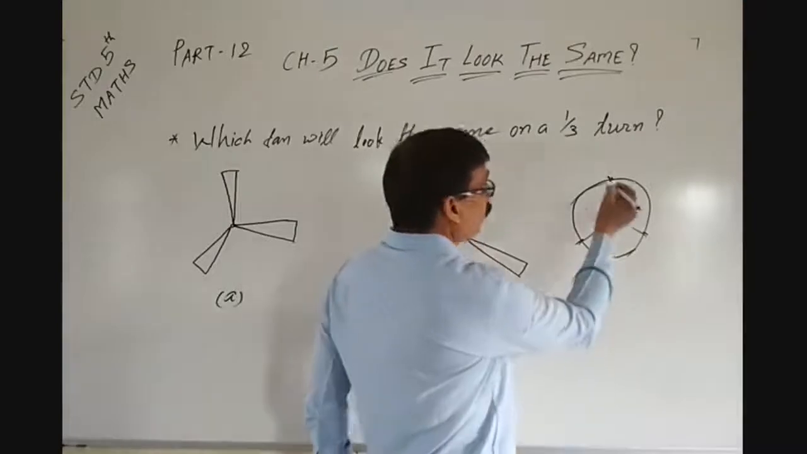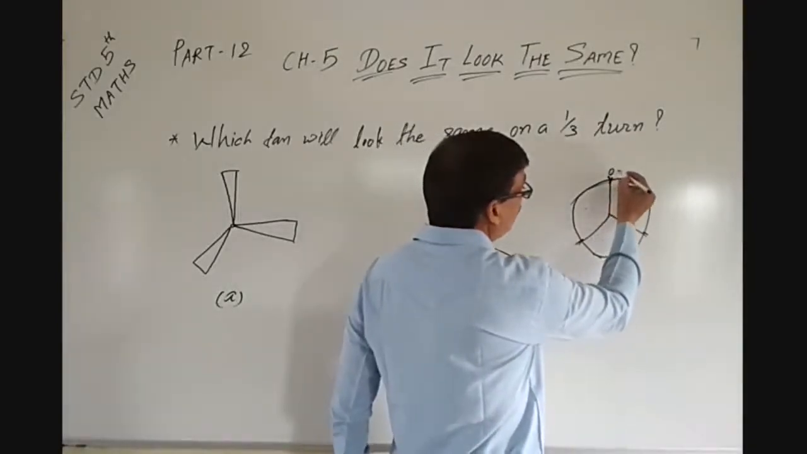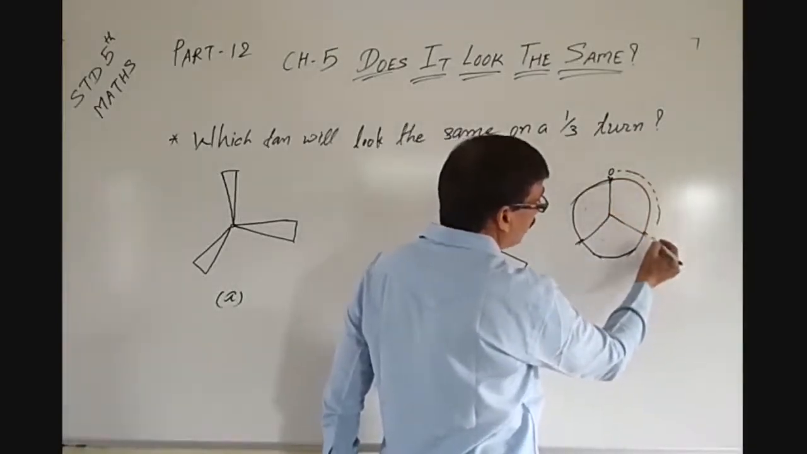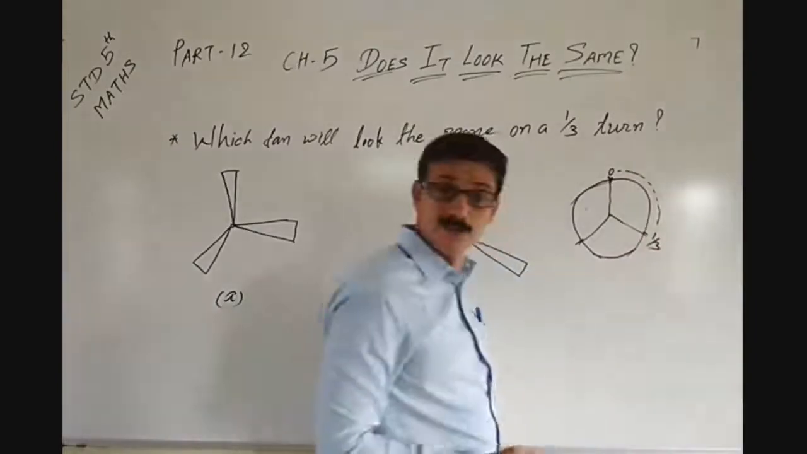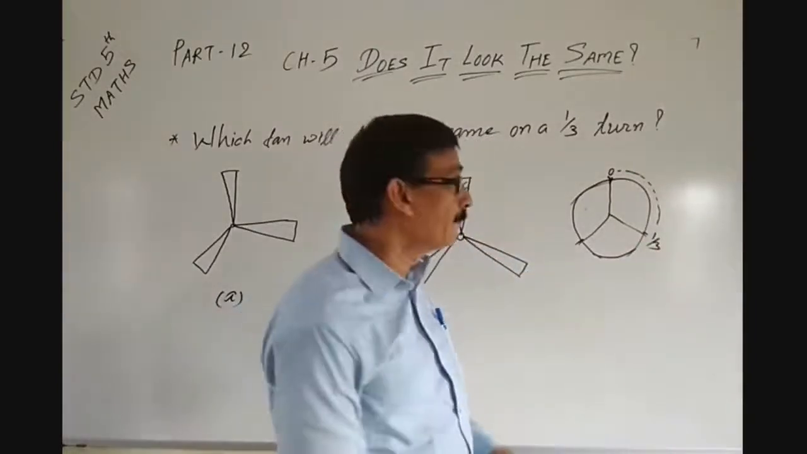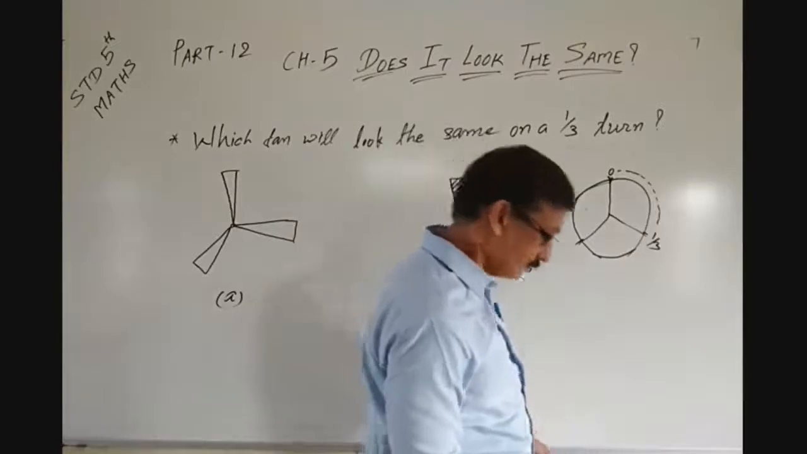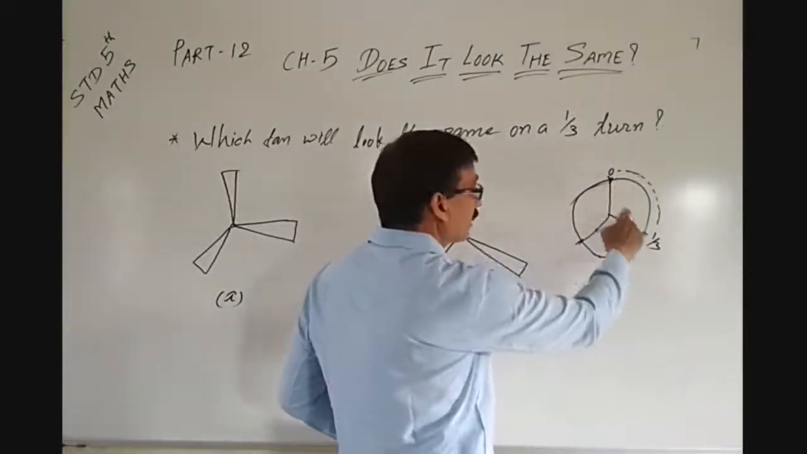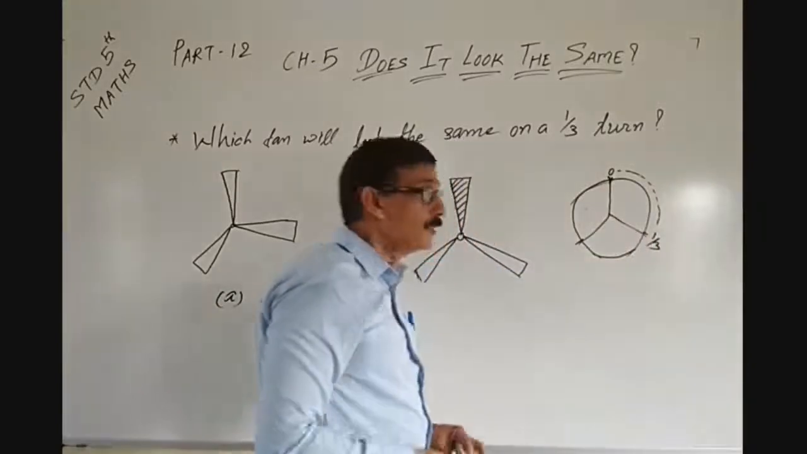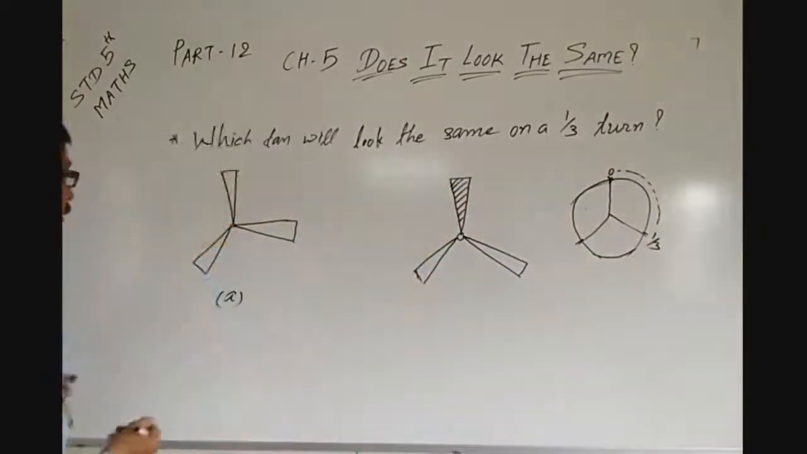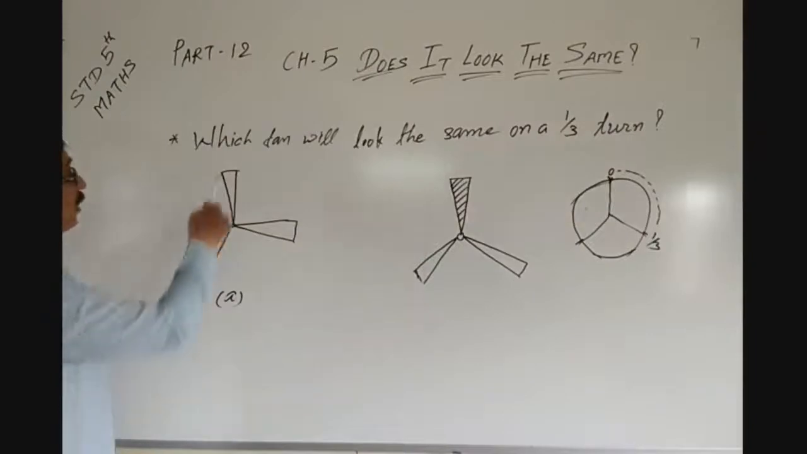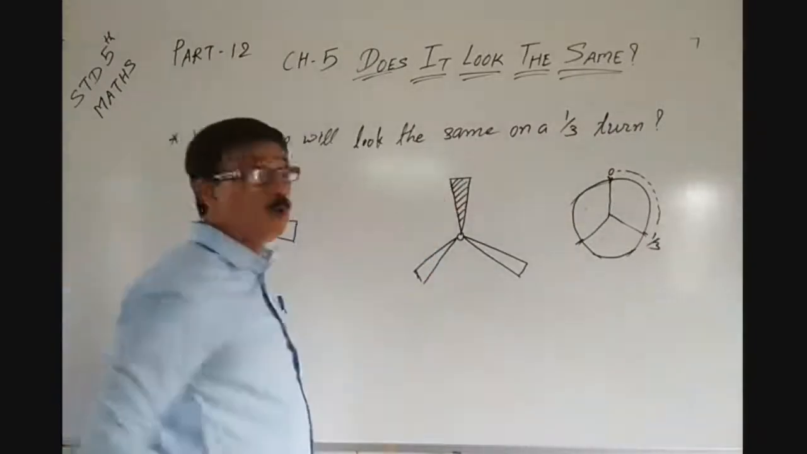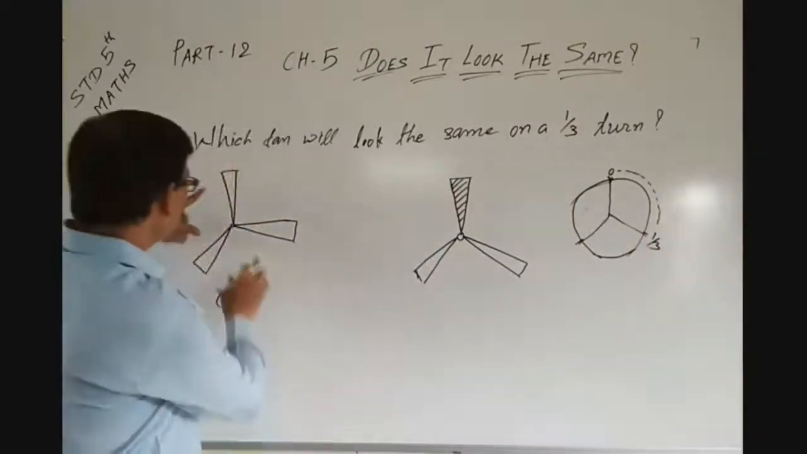Okay. So from here, if we come up to here, then it will be 1/3 part. Okay. So what shall we do? We will turn any object up to this only. Okay. So let's go for this. See, there is a pen. Which pen will look the same on 1/3 turn? So this is a pen.